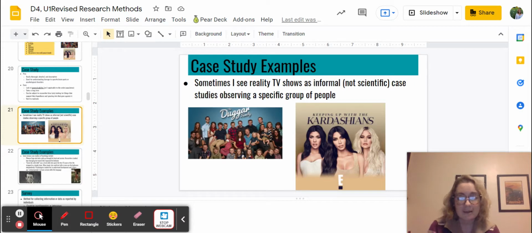So, a fun way to remember case studies, I think of it as like reality TV shows in which you're looking at one person. Like, there's one that I keep seeing. It's this girl who had cancer at a young age, and now she has the body of a child, but she's like 22 or something, right?